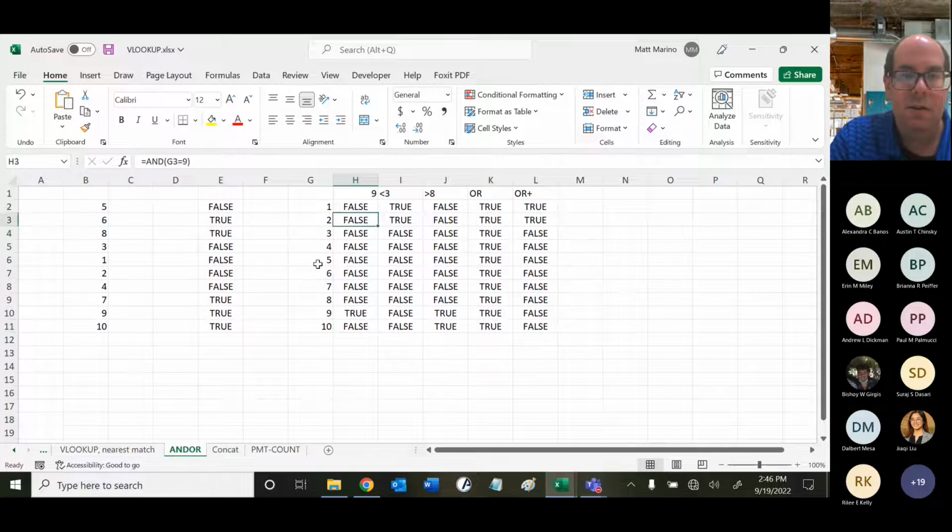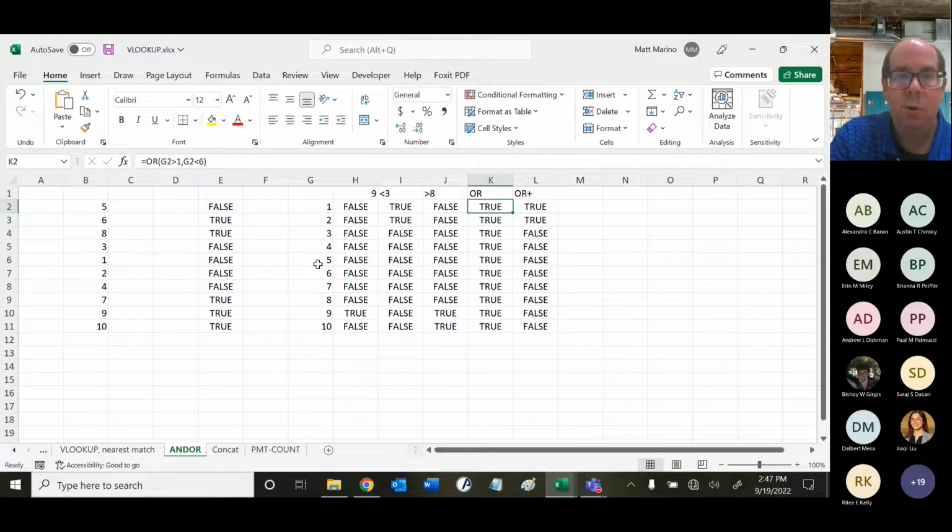And then we go over here. H, we're testing to see if 9 equals 9. So the only one that's true is right here because G10 equals 9. Then another example with less than 3, and another example with greater than 8. So you'll notice only 9 and 10 in that example are true, and only 1 and 2 are less than 3.